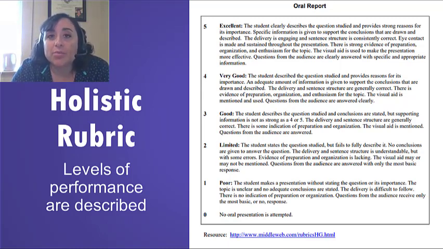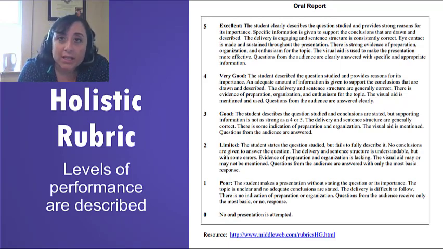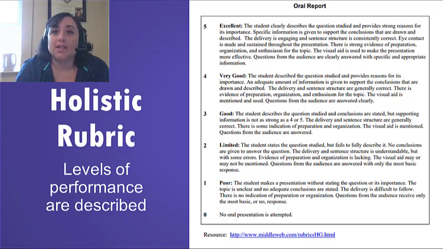So a holistic rubric just has sort of the levels of performance. In the example here, it's just sort of a 5-point scale so they can see if it's excellent, very good, good, limited, or poor. Sometimes people will just make it like the letter grades, A, B, C, D. You can make it a range of points if you know that, to get between a 90 and 100, you have to get this. To get between an 80 and an 89, you have to get this. The goal in a holistic rubric is to describe what does that level of paper look like.